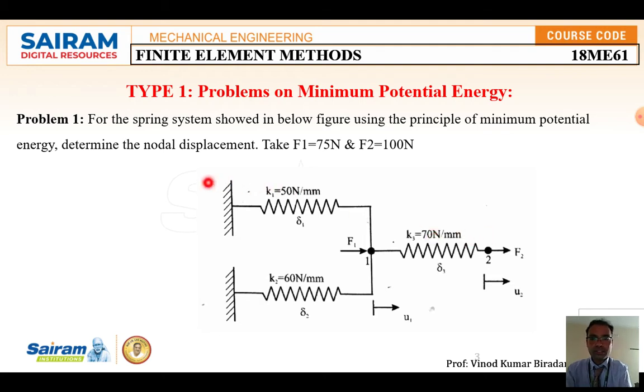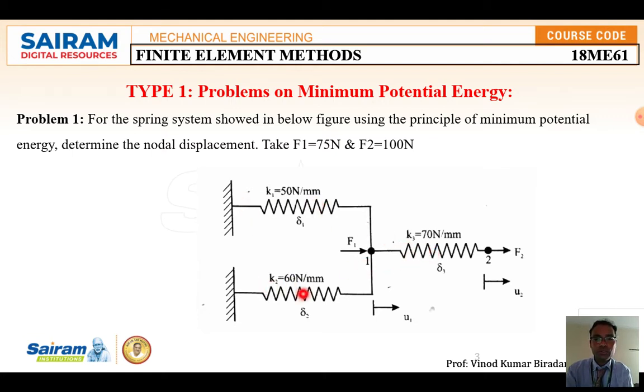Here the spring mechanism is given. How many springs are there? Three springs are connected. K1 and K2 are connected in series, and between these two there is one more spring. K stands for stiffness of the spring, delta stands for deflection, and u we consider as displacement: displacement at node 1, u1, and displacement at node 2, u2. The stiffness of spring 1, K1, is 50 Newton per mm, K2 is 60 Newton per mm, and K3 is 70 Newton per mm.